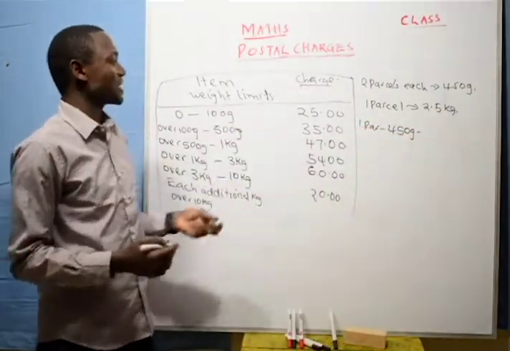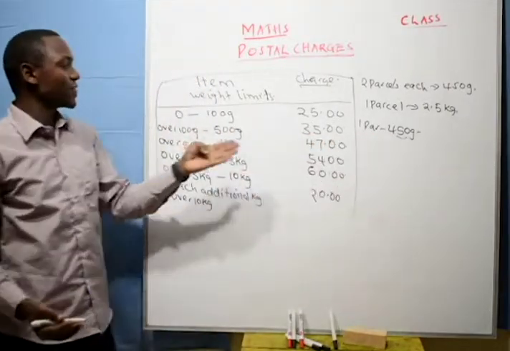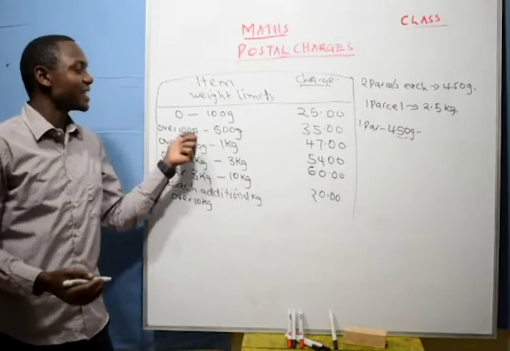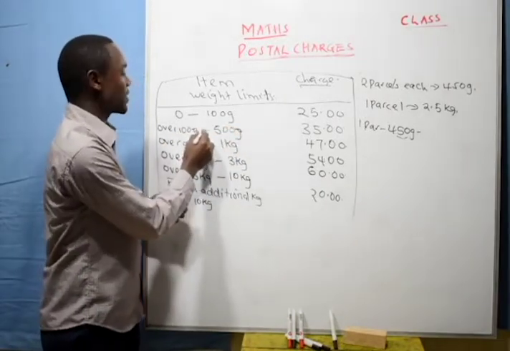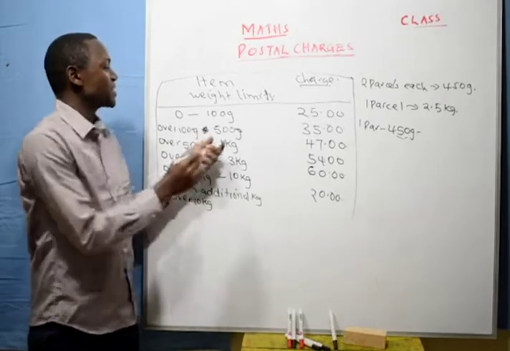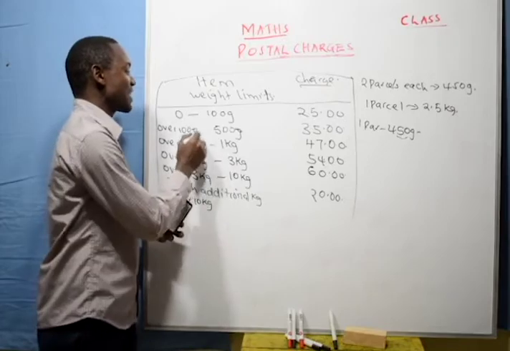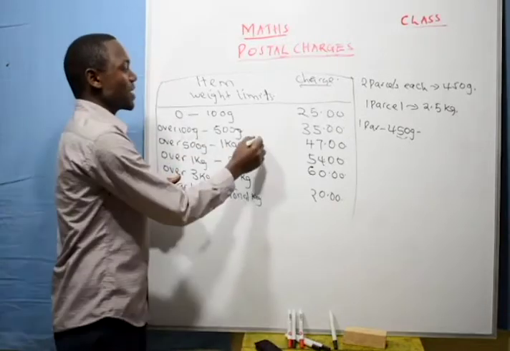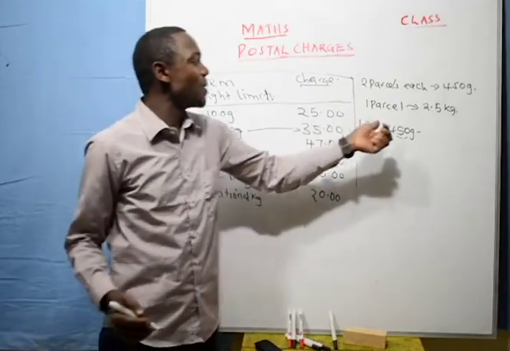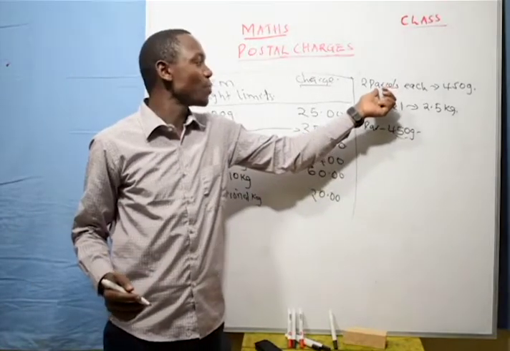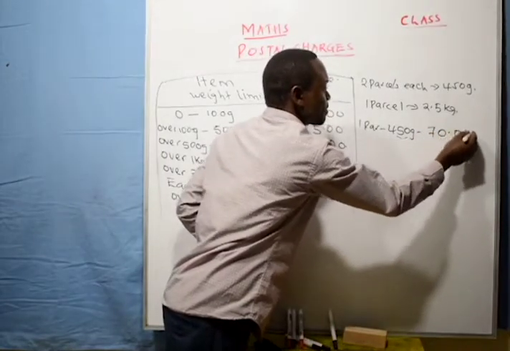We go back to your table. Where is the weight limit for 450 grams? 450 grams is between 100 and 500 grams. So that means that 450 is at this weight limit here, over 100 grams to 500 grams. So that person will pay how many shillings? 35 shillings. And remember, there are how many parcels? There are 2. So for the 2 parcels, you will pay a total of 70 shillings.